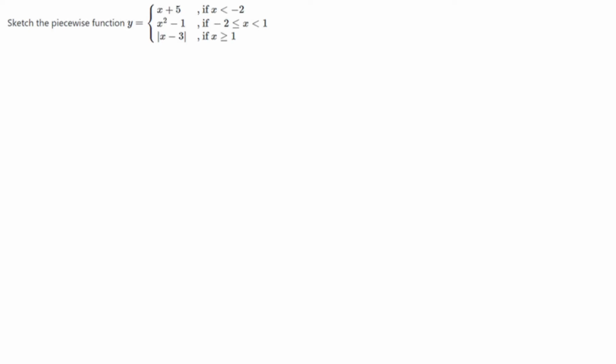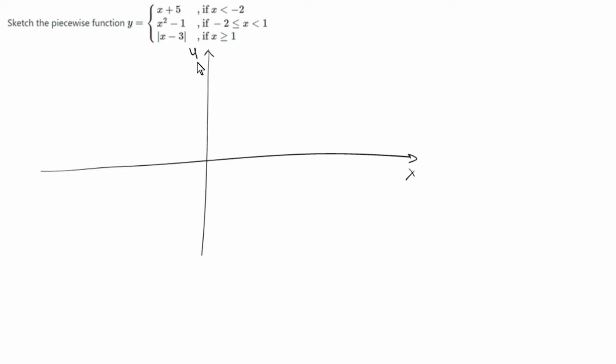Sketch the following piecewise function. So we're going to start by placing the x-axis and the y-axis, and then we're going to indicate the different regions where we have the definitions of the functions.